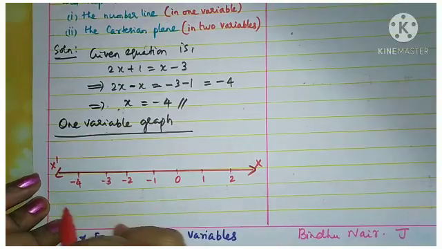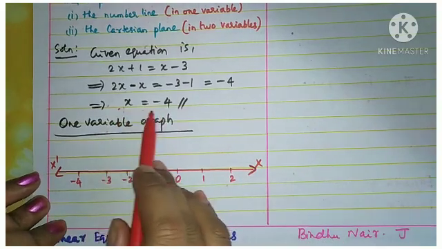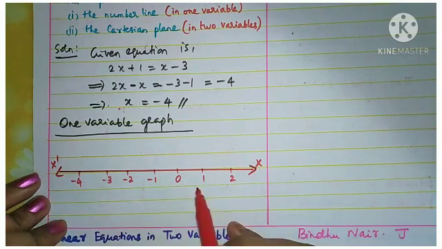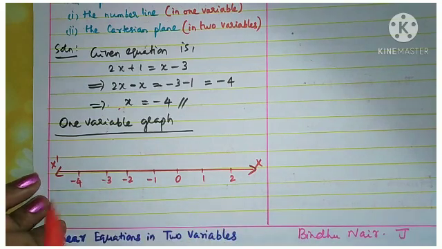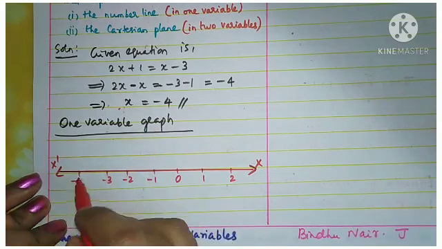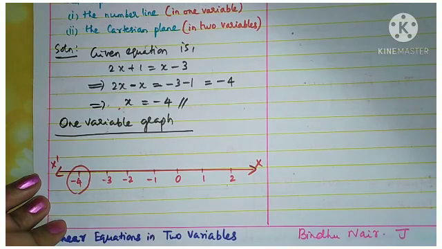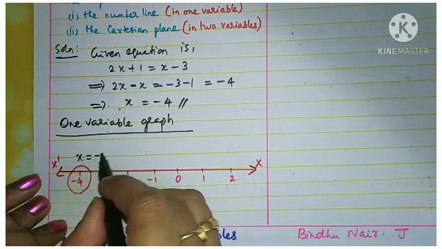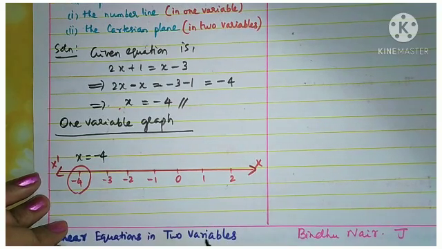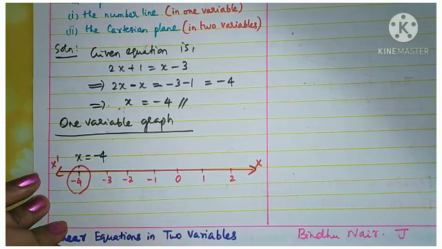See children, if you draw a number line like this, only that axis we need because there is no y. I just draw here one number line as x axis, and this is positive value, negative value. Now where will this x equal to minus 4 come? Yes, this point. This point is our required x equal to minus 4. Okay, so this is the one variable graph representation of x equal to minus 4. So this position will give you the x equal to minus 4 value.